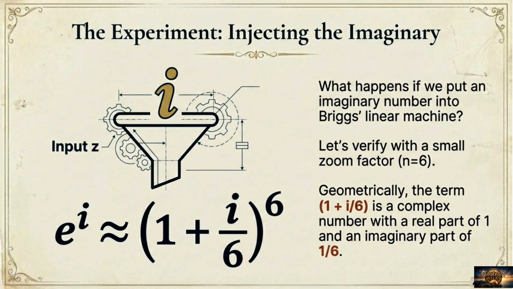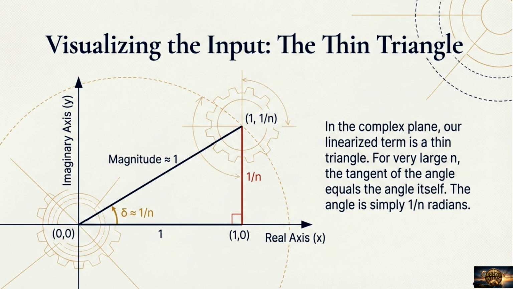Let's use a small zoom factor, n equals 6, for an experiment. Geometrically, the term 1 plus i over 6 is a complex number with a real part of 1 and an imaginary part of 1/6. When visualizing the input on the complex plane, our linearized term forms a thin triangle. For very large n, the magnitude is approximately 1. The angle, delta, is approximately 1 over n radians.